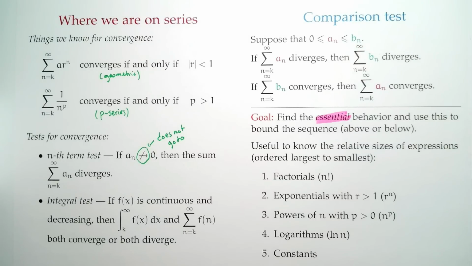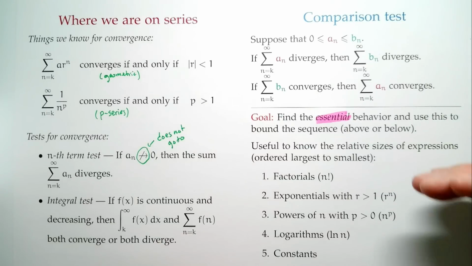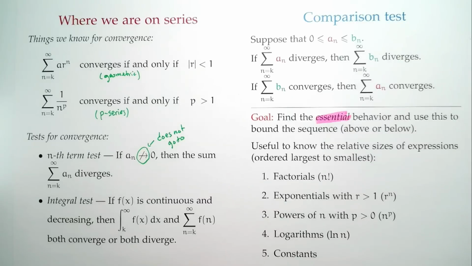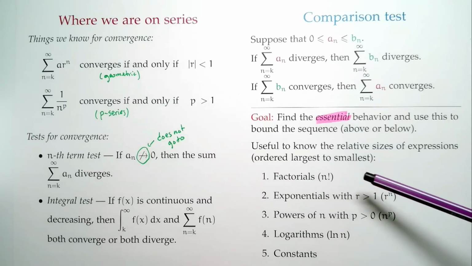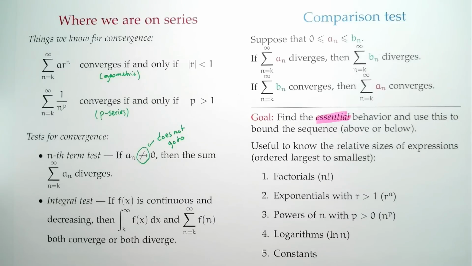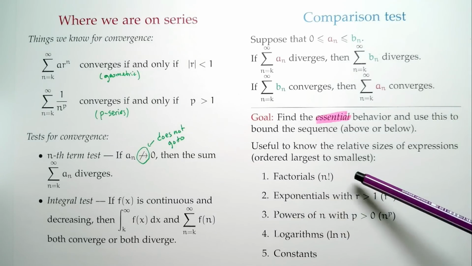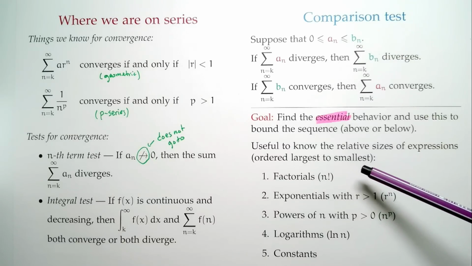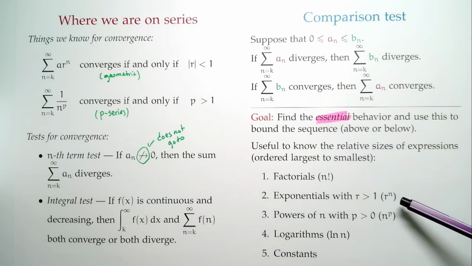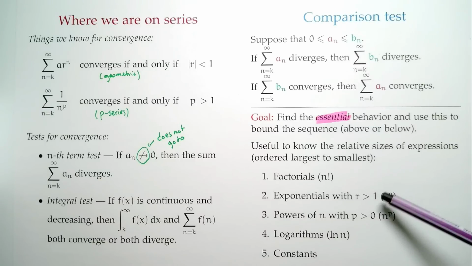Now, a couple of things to keep in mind: it's really nice to know how things compare in size. Here's an example of different things you might encounter out in the wild when you're dealing with sums. We have factorials. They're at the top of the list of things that we commonly encounter. Are they the biggest thing? No, there's always something bigger. But they're pretty big. Factorials grow very quickly, so much so that factorials always grow bigger than an exponential, regardless of what choice of r you pick here.